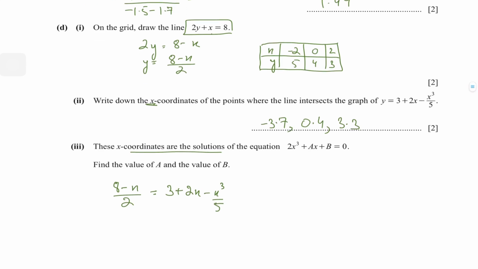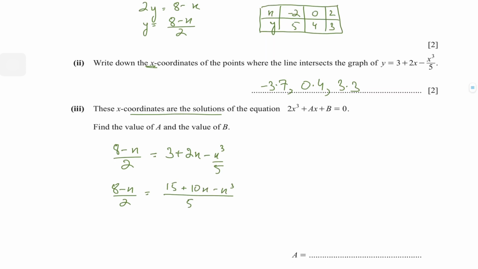Okay, so what I'm going to do next is I'm going to cross multiply. So 8 minus x upon 2, I'm going to take the LCM first. So 5 into 15 plus 10x minus x cube. Now I'm going to cross multiply them.